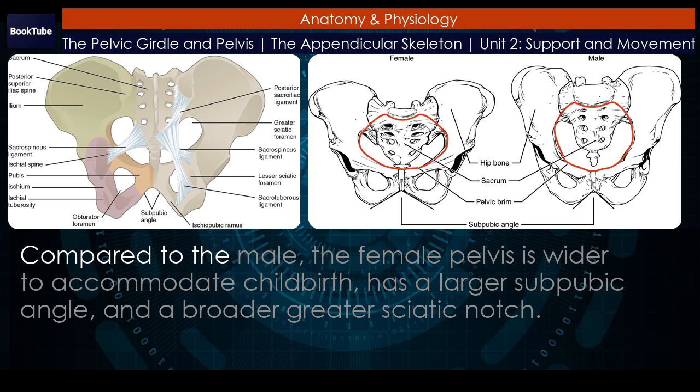Compared to the male, the female pelvis is wider to accommodate childbirth, has a larger subpubic angle, and a broader greater sciatic notch.